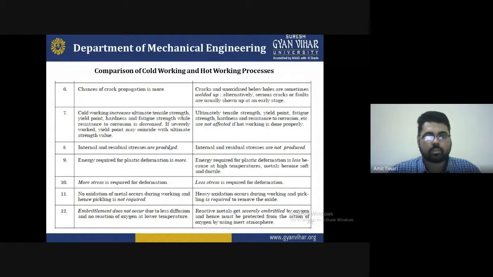Eighth point: in cold working, internal and residual stresses are produced, and in hot working, internal and residual stresses are not produced. Ninth is the energy required for plastic deformation is more in cold working, and in hot working the energy required for plastic deformation is less. Tenth point is that more stress is required for deformation in cold working, and in hot working less stress is required for deformation. Eleventh is that no oxidation of metal occurs during cold working, and hence pickling is not required, while in hot working there is heavy oxidation during the working, so pickling is required. So these are some basic points of comparison of hot working and cold working.